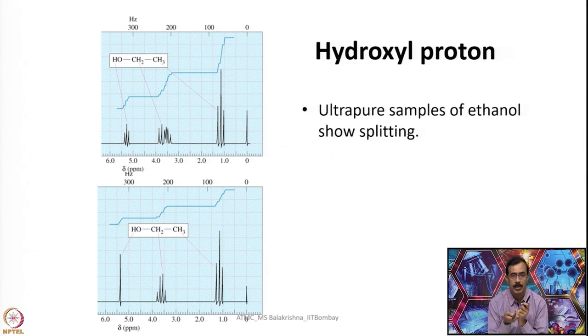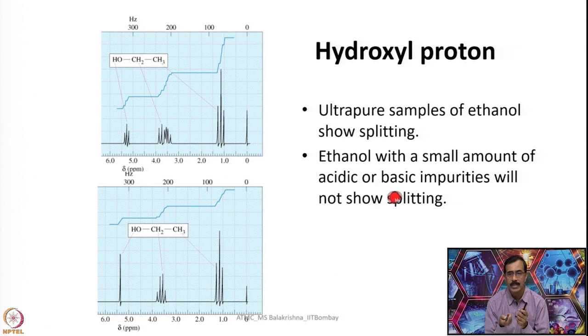Rarely do you see this kind of spectrum. An ultra pure sample of ethanol can show splitting, very pure. 99.99% will not be enough. It should be 99.9999%, you can keep on telling. That can show this kind of thing. And ethanol with a small amount of acidic or basic impurities will not show splitting at all here.